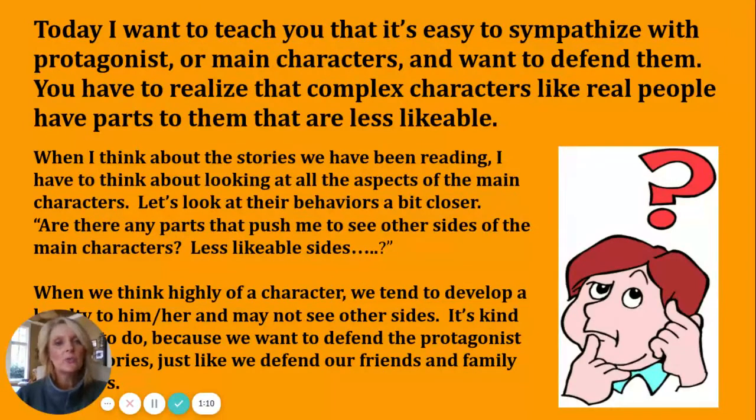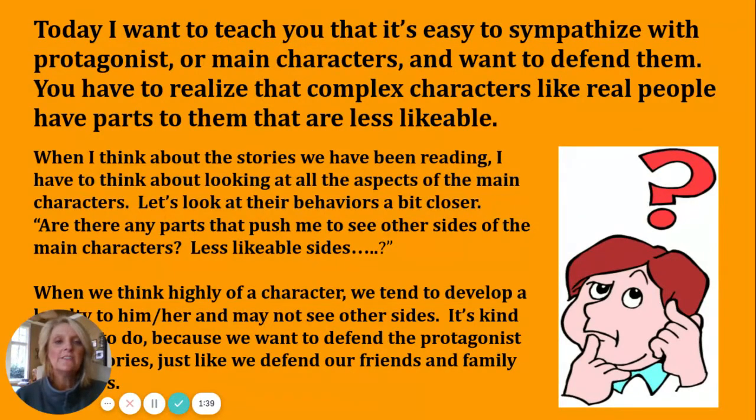When I think about the stories we've been reading, I have to think about looking at all aspects of the main characters. So let's look at their behaviors a bit closer. Are there any parts that push me to see other sides of the main characters, like less likable sides? When we think highly of a character, we tend to develop a loyalty to him or her, and we see mainly just the good, not always the less likable sides.